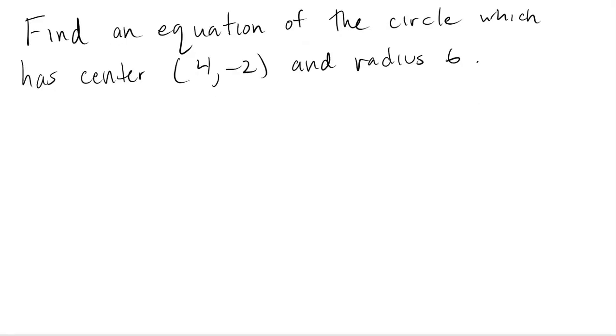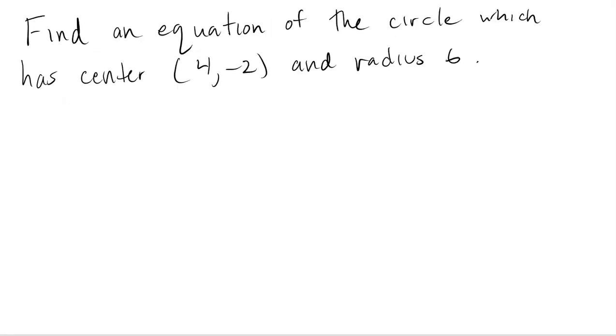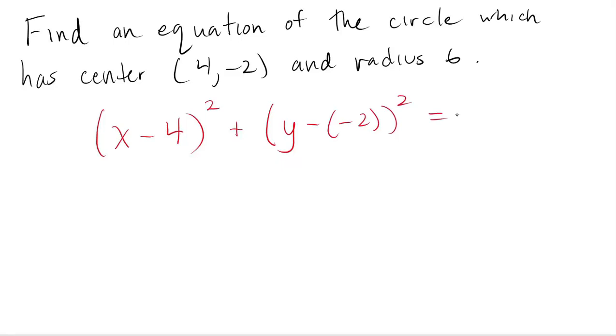Here's the most basic type. Find an equation of the circle which has center (4, -2) and radius 6. We know that the standard equation of a circle is the square of x minus h plus the square of y minus k equals r squared. We know the center and the radius here, so we can just fill in the blanks. We're going to square the difference of x and the x coordinate of the center, plus we're going to square the difference of y and the y coordinate of the center, and we set that equal to the square of the radius.